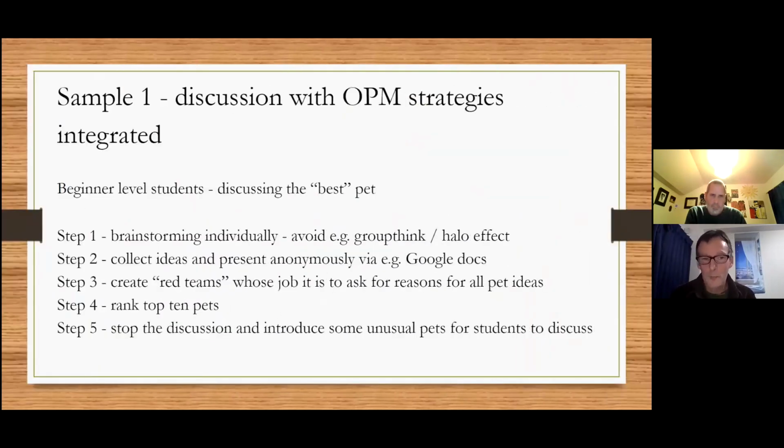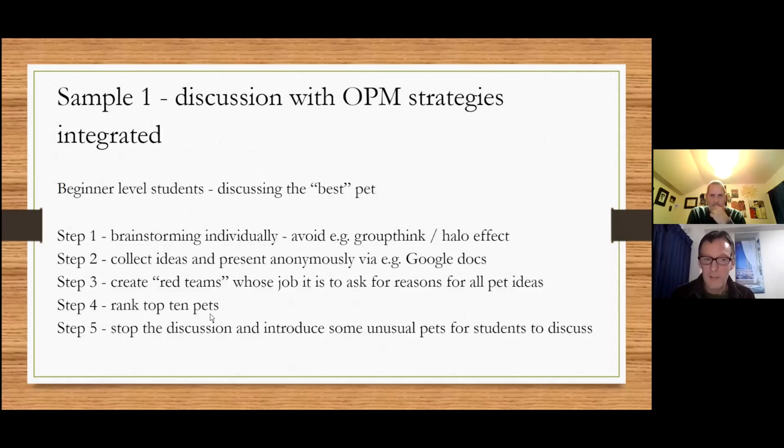Let's imagine we have a group of beginner level students and the discussion is about the best pet and you want to promote open-mindedness. So you might start with brainstorming individually, avoid groupthink, halo effect, various other social biases. Then you might collect those ideas and present them anonymously to the group. You would have some red teams. A red team is a person or group whose job it is to ask for reasons for all pet ideas. So one student in the group might be always saying, why dog? Why cat? Why koala?